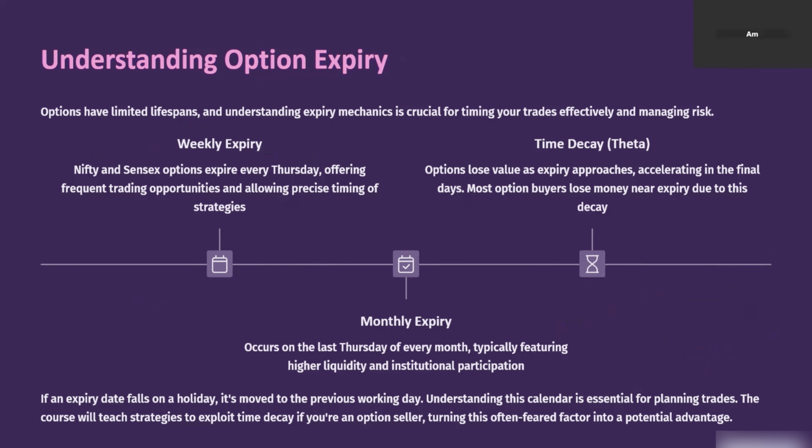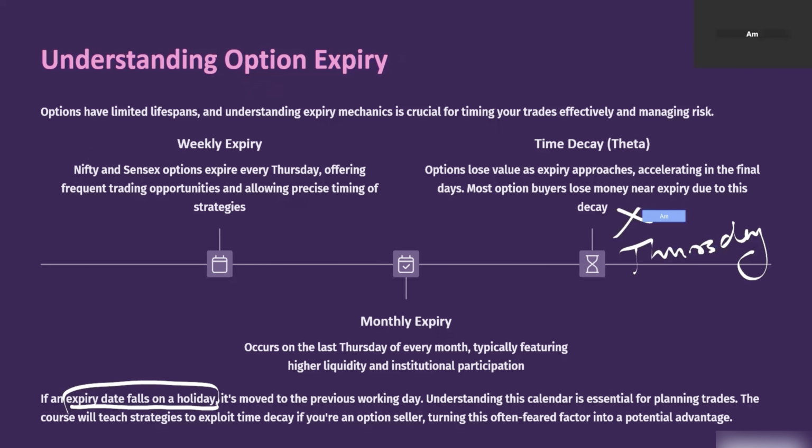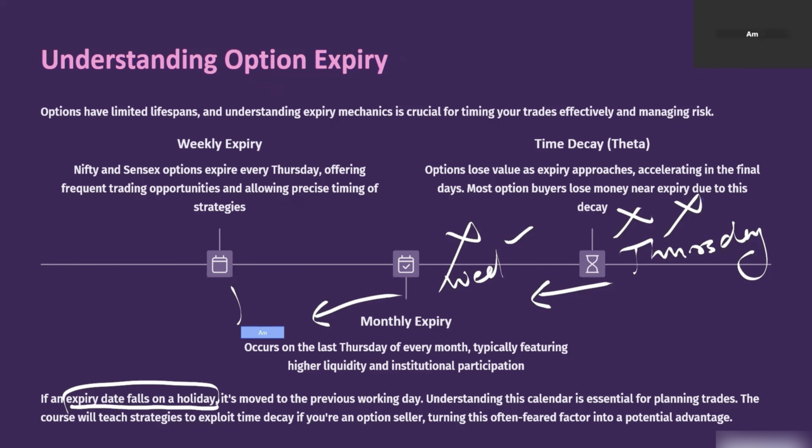Now one more point, if the expiry is on a holiday. Let's say normally Thursday is your expiry. So this is a holiday. If this is a holiday, then the previous day, Wednesday, will be the expiry, just like what happened last week. If Thursday is a holiday and Wednesday is also a holiday, then Tuesday. So it should be shifted to the previous day, not to the next day. It will be closed on the previous day.